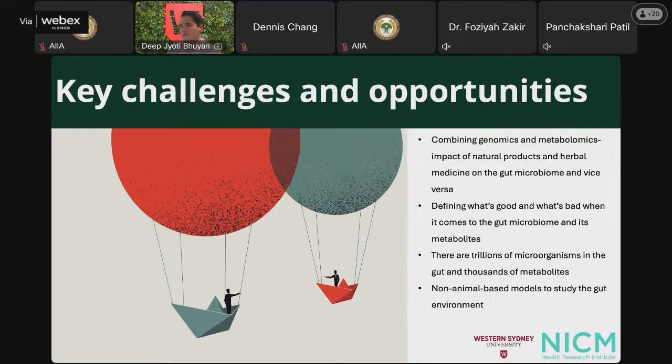When we talk about gut microbiome research, we're essentially talking about the bacteria, but we are kind of forgetting that there are also viruses, fungi, and protozoa. There are so many other things that also contribute to the microbiome, and we need to look into those in the future. And our motto is to not use animals for these studies. That's why we are developing non-animal based models such as three-dimensional organoids to study the gut environment.